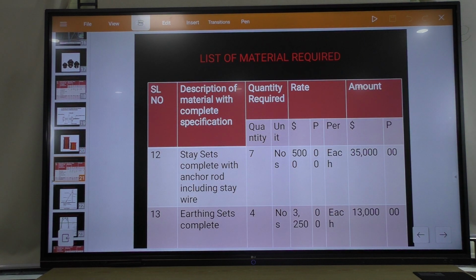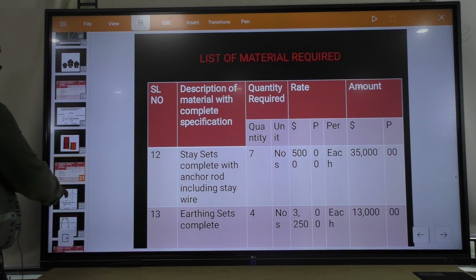Next, stay sets, that is, each pole in HT line requires stay sets. So total 7 number of poles, so it will require 7 sets of stay sets. Next, earthing set, 4 sets are required for 2 dead ends, 1 for intermediate and 2 intermediate poles. Total 4 numbers of earthing sets are required.